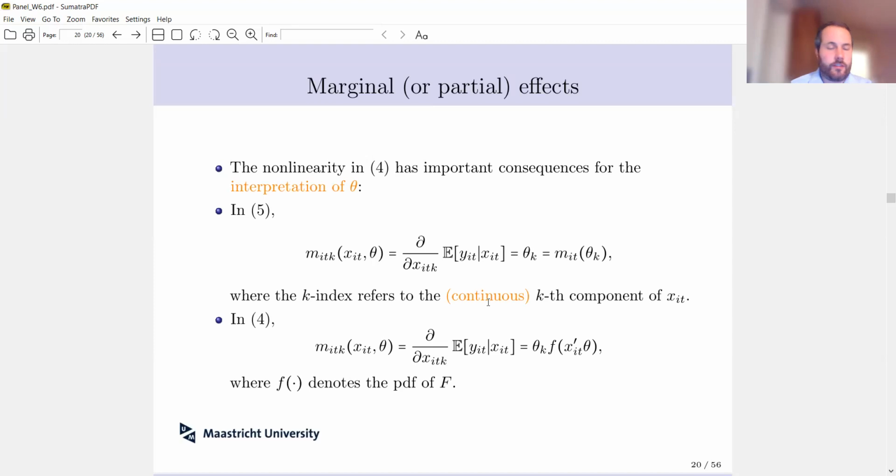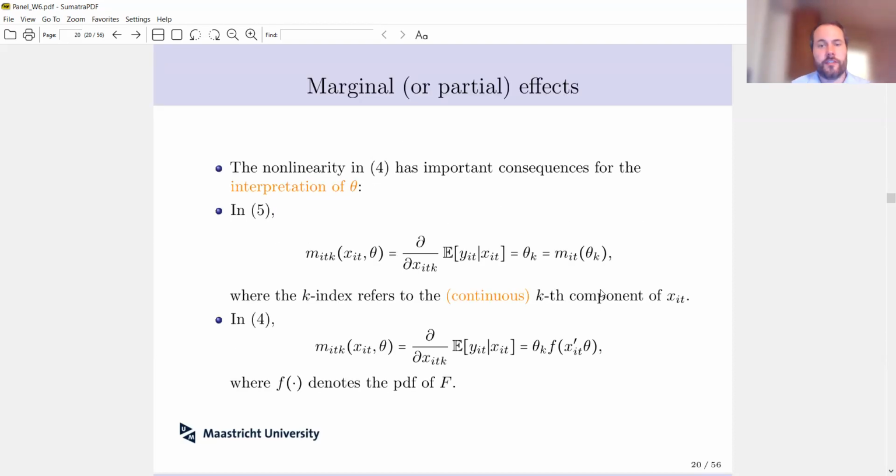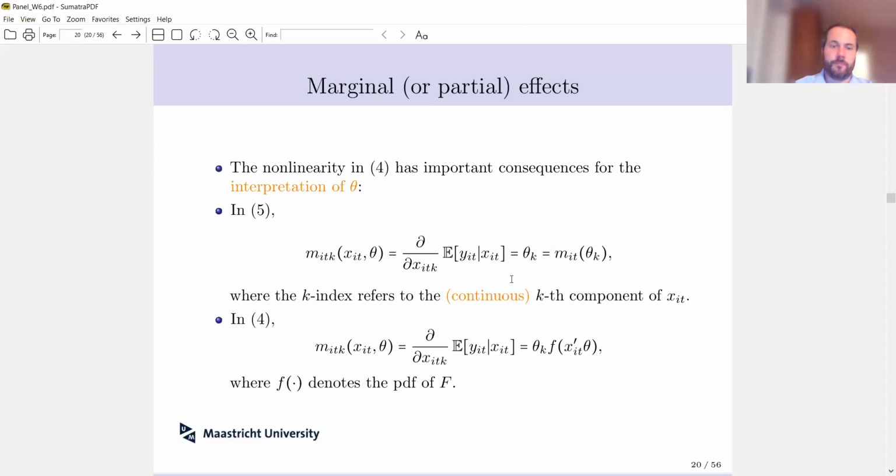Now, there are certain consequences, of course, of allowing for nonlinear functions. We don't have a linear function here, but rather a potentially nonlinear function of both the x's and the parameters. For instance, we are typically interested in the marginal effect: the effect of marginally increasing one of the x variables, for instance the kth component here. It turns out that in a linear model, the marginal effect is just the same as the parameter. When you take the derivative with respect to some component of theta, it's just some component of x here. It's just a parameter. Easy.